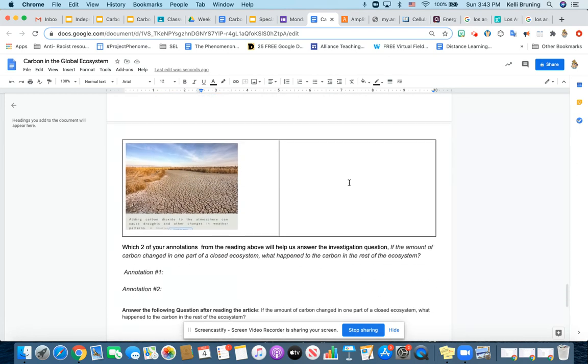Please be ready to discuss your annotations in class. We're going to be looking at your annotations in class and discussing them as a group. So it's important that you complete this assignment for tomorrow in order to be prepared for class.